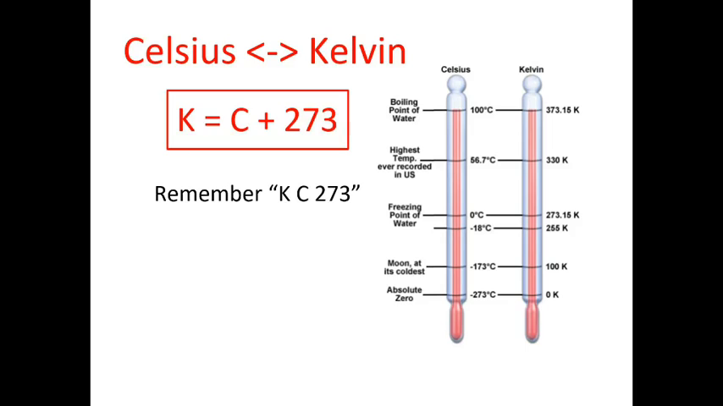I think this is the last one I'm going to make you write right here. Celsius to Kelvin conversions. To go from Celsius to Kelvin, you just add 273. So I say K equals C plus 273. If you ever do the operation and you get a negative Kelvin temperature, you know you did something wrong, because it's impossible to have a negative Kelvin temperature.